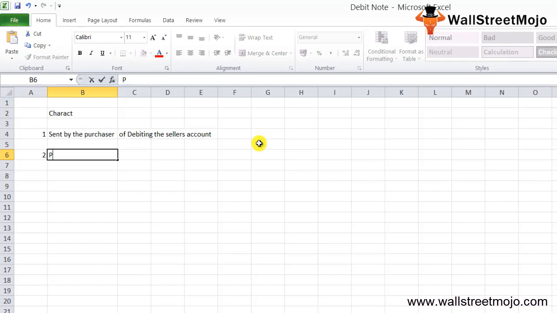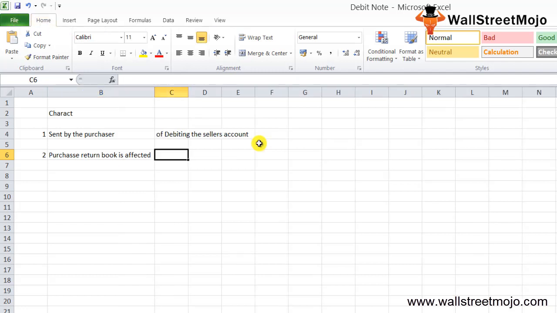Second, the purchase return book is affected. Now, after issuing the debit note, the credit purchase is reduced, and the purchase return is increased. So what has reduced? The purchase has reduced, but what has increased? The purchase return has increased. So the definite entry would be to reduce the purchase first and then pass the entry where we will debit the purchase and credit the purchase return. That's what we did over here, right?